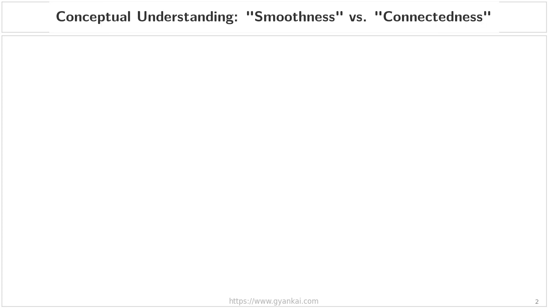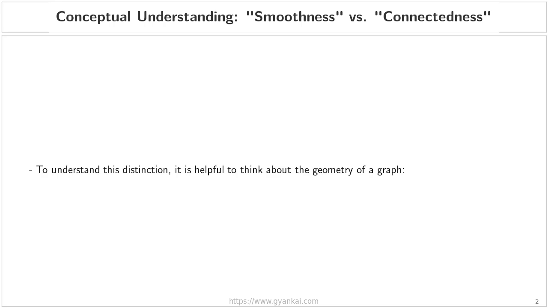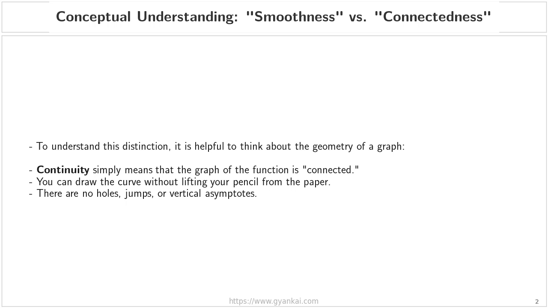Conceptual understanding, smoothness versus connectedness. Now that we have established that continuity does not necessarily guarantee differentiability, let us look at this from a geometric perspective to better understand the distinction. To begin, let's consider what continuity looks like on a graph. In simple terms, continuity means that the graph of the function is connected.